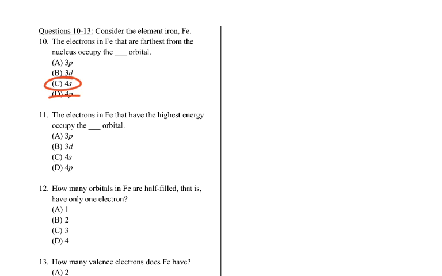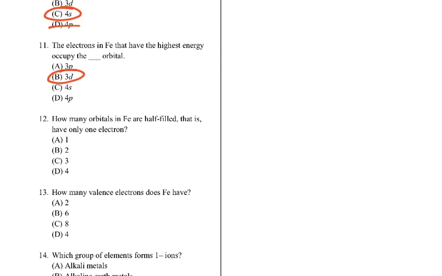The electrons in iron that have the highest energy, we saw that was the 4s3d, so those are a little bit higher energy than the 4s's. That's why they fill second. How many orbitals in iron are half filled? That is, have only one electron.